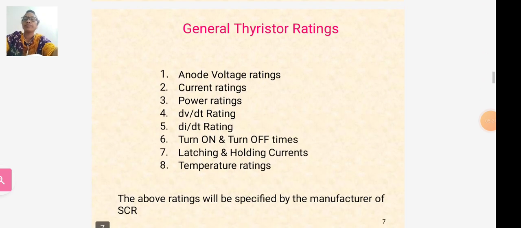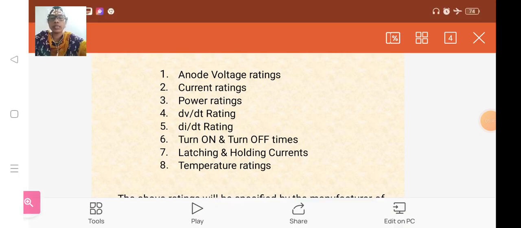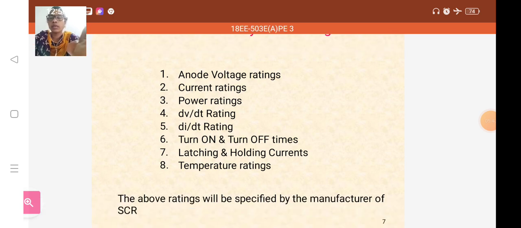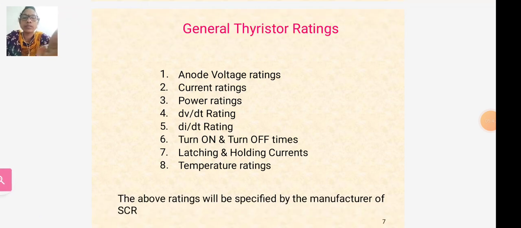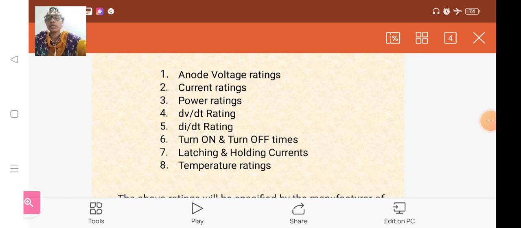Here we have the normal representations of SCR ratings, meaning the general thyristor ratings. These are the anode voltage ratings, current ratings, power ratings, dV/dt ratings, di/dt ratings, turn on and turn off times, latching and holding currents, and temperature ratings. These are the generally represented SCR ratings.